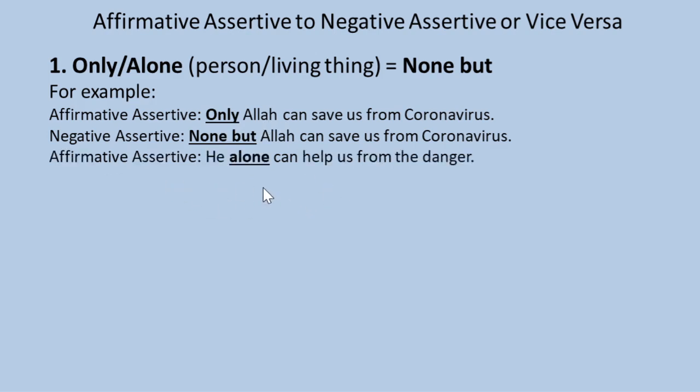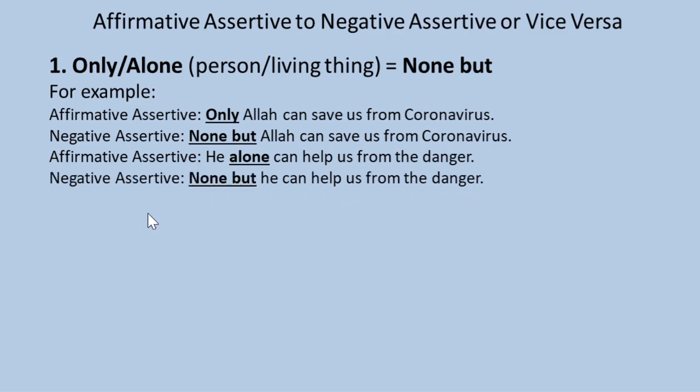Affirmative assertive: he alone can help us from the danger. Negative assertive: none but he can help us from the danger. So only is replaced with none but when only or alone refers to a person or living thing, and none but always takes its place at the beginning of the sentence.